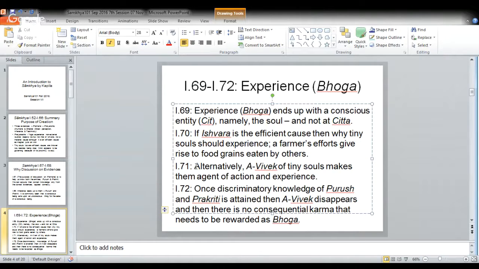So now he's trying to say that actually the bhog, the experiences of life, is felt by we tiny souls because of avivek. The avivek is the absence of discriminatory knowledge, that is a kind of ignorance. We are in a kind of darkness, there is an inner darkness within us. We go through the bhog. So that is the actual cause of it.